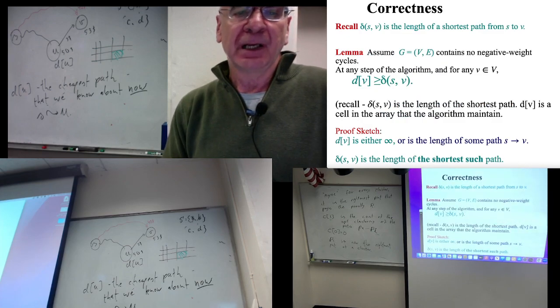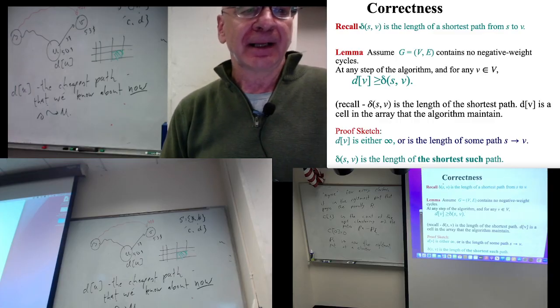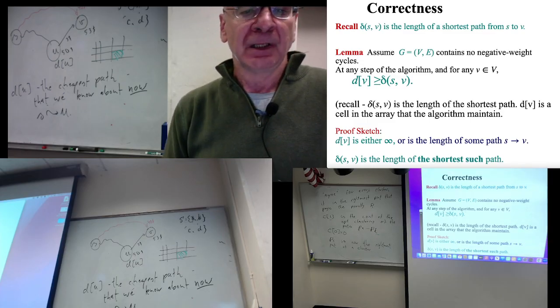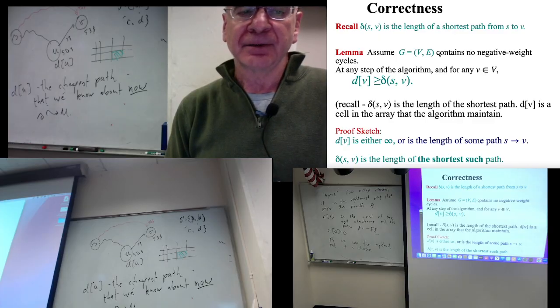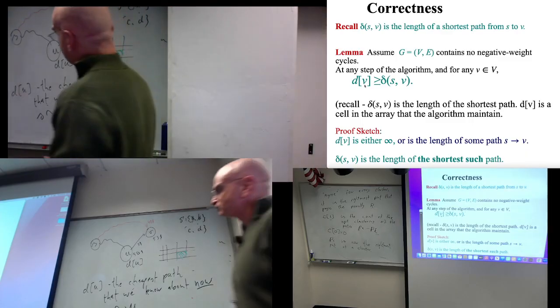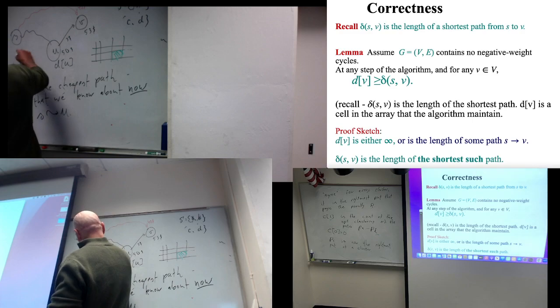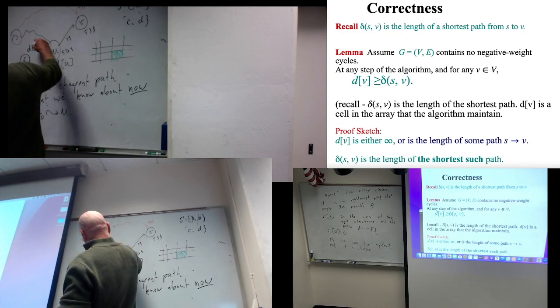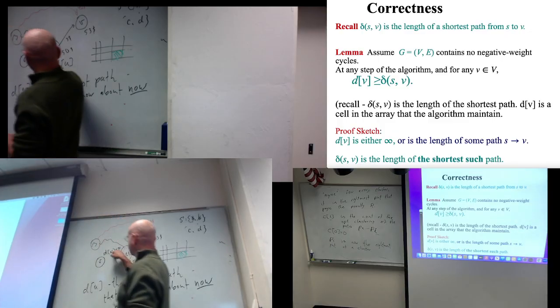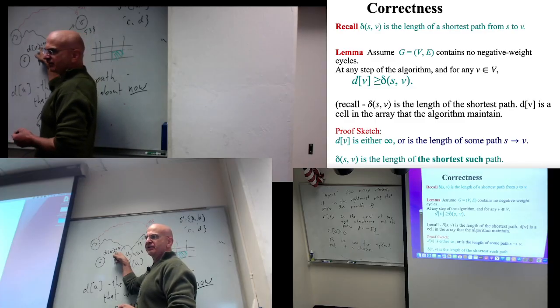So, the correctness of this algorithm. Remember, delta from S to V is the length of the shortest path, a property of the graph, nothing to do with the algorithm. And let's assume that the graph contains no negative values. Then what could be d of v? If v is not s, then d of v starts as infinity. But assuming that for some v, d of v is smaller than infinity, something gave it a real value.